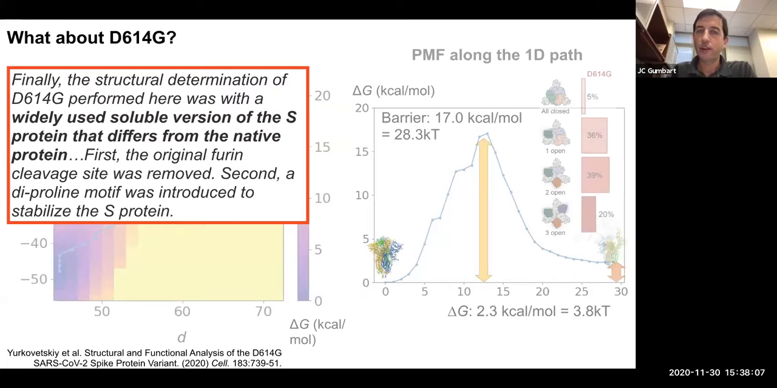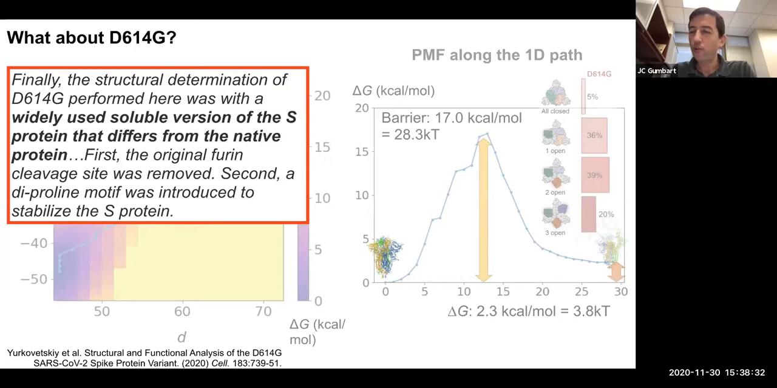This is actually what all the mRNA vaccines are using: this same diproline stabilized version of the protein. So we want to be careful to make sure we are comparing the same version of the protein in our simulations as they're using in the experiments. So we're now repeating our calculations with this diproline mutant.